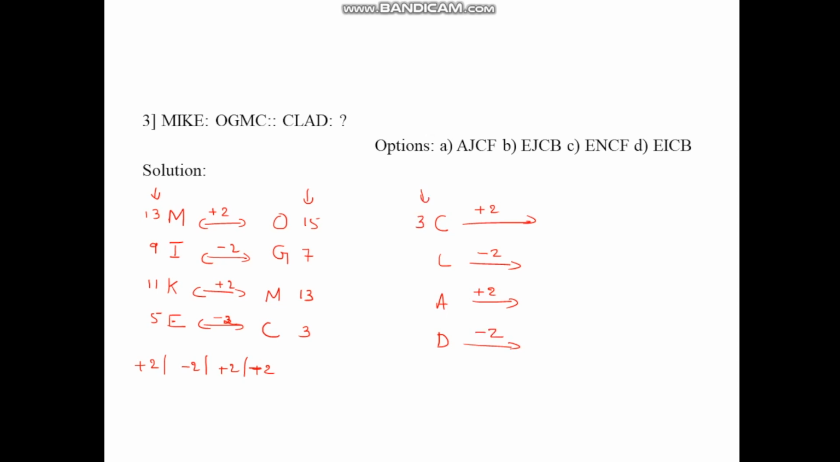I will write down the positions of CLAD. C is 3, L is 12, A is 1, D is 4. 3 plus 2 is 5, that is E. 12 minus 2 is 10, it is J. 1 plus 2 is 3, that is C, and 4 minus 2 is 2, that is B. So the answer is E, J, C, B. Is it there? Yes, option B. You can see E, J, C, B. Option B is the right answer.